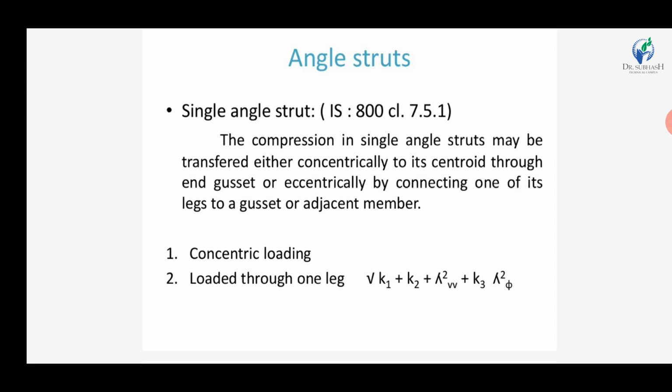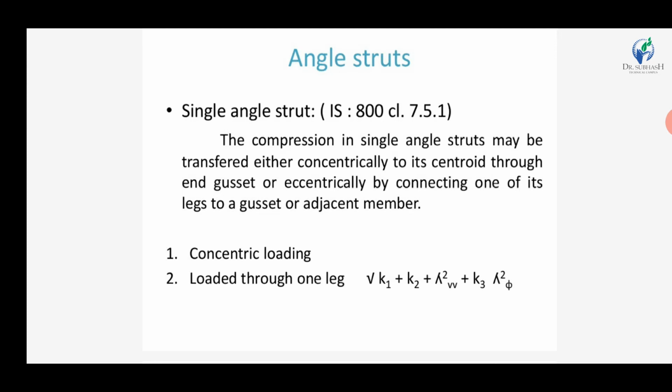So in both strut designs, the procedure is the same. The change is lambda. If loaded through one leg, we find lambda E instead of lambda. Now what is the difference between lambda and lambda E? Lambda is the non-dimensional slenderness ratio, and lambda E is the equivalent slenderness ratio when loaded through one leg.